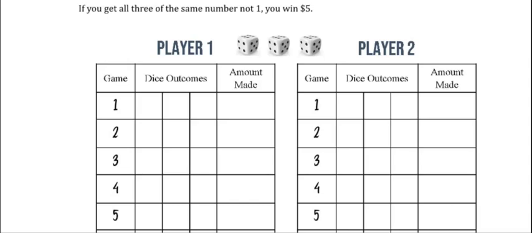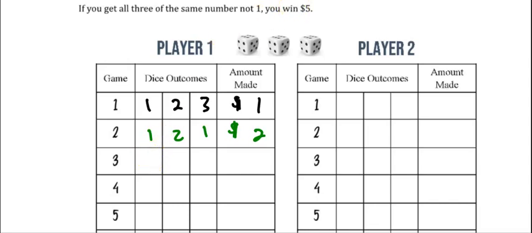For example, if we roll a 1, 2, and then a 3, we have one 1, so we get $1. The second time, if we go 1, let's say 2, and then we roll a 1 again, so it doesn't have to be consecutive, now we have 2 ones, so we would get $2.